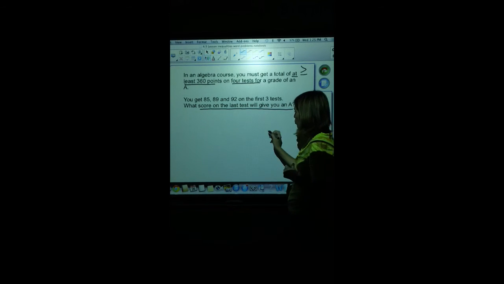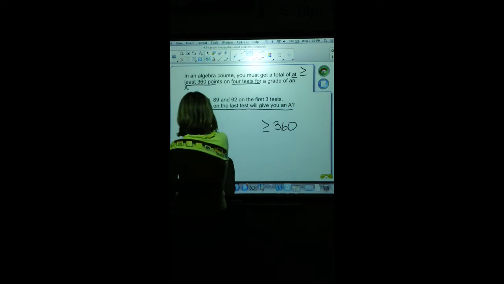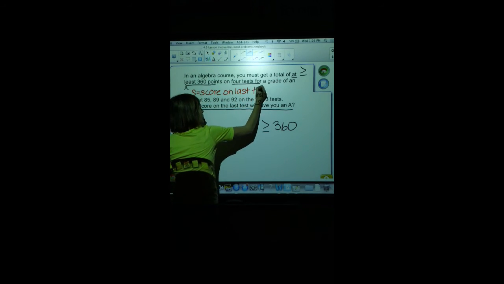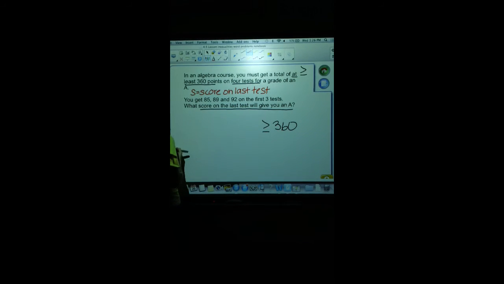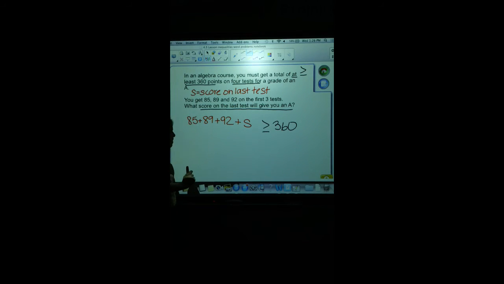So you want your scores to get you to at least 360 total points. This isn't an average question. This is a total points question. All right, well, first I need to set my variable. I'm going to let S equal the score on the last test. Okay, so if I want to get total points, that means add everything up. So we've got 85 plus 89 plus 92 plus S has to be greater than or equal to 360.